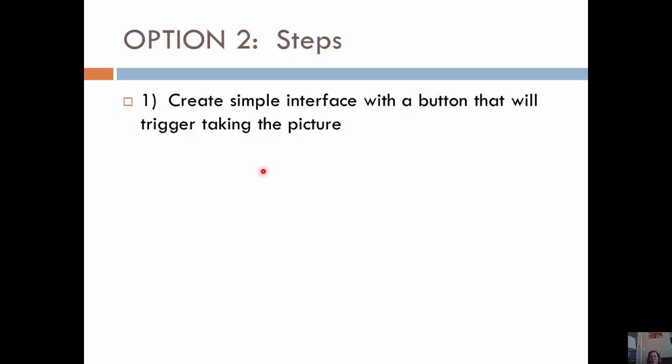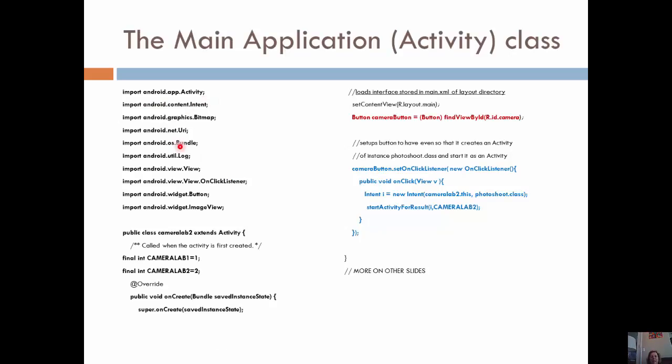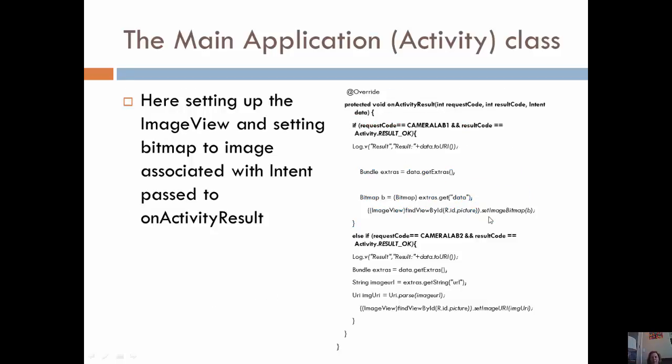So create a simple interface with a button that will trigger taking the picture. Here we go, this is that create picture. I'm just showing you step by step. And here is the entire activity class. There's more on other slides, since we can't fit everything on one slide, but here's the onCreate. Here's our camera button, and we're registering the onClick listener so that in this case it's going to call CameraLab2 this and the PhotoShoot.class and start the activity.